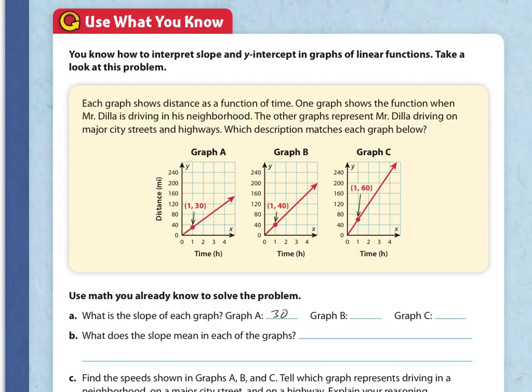For graph B, you see that the first point is going to be at (1, 40). Again, if you use the slope formula, you're going to get 40 minus 0 divided by 1 minus 0, and that's going to give you 40. And lastly, the slope of C is going to be 60.